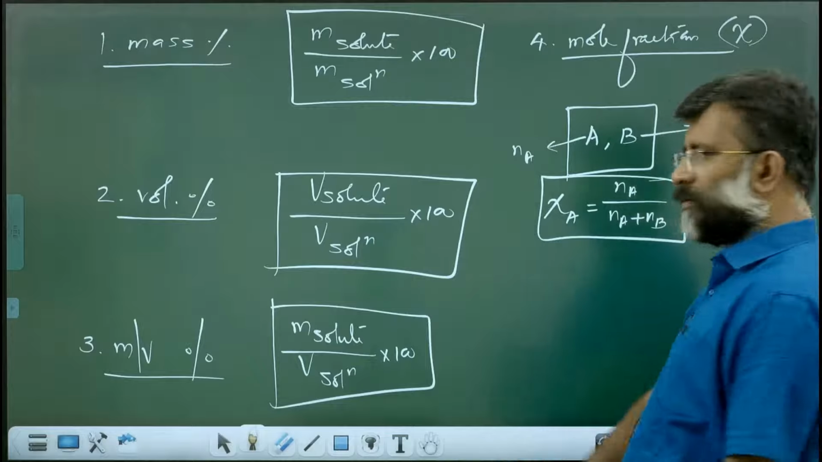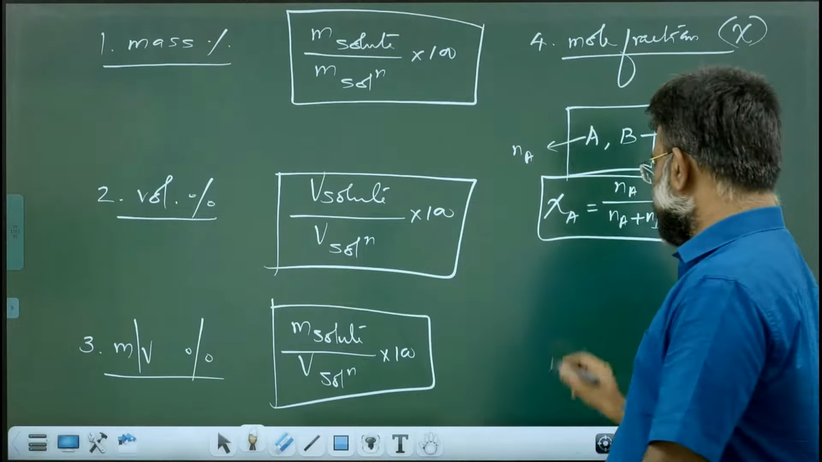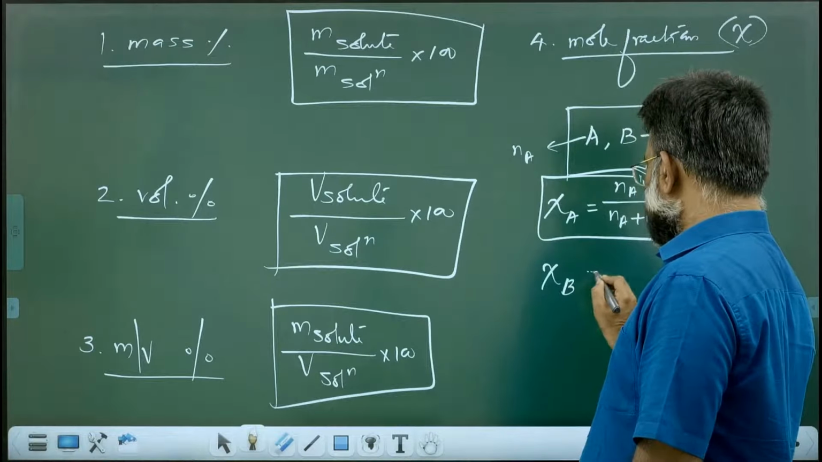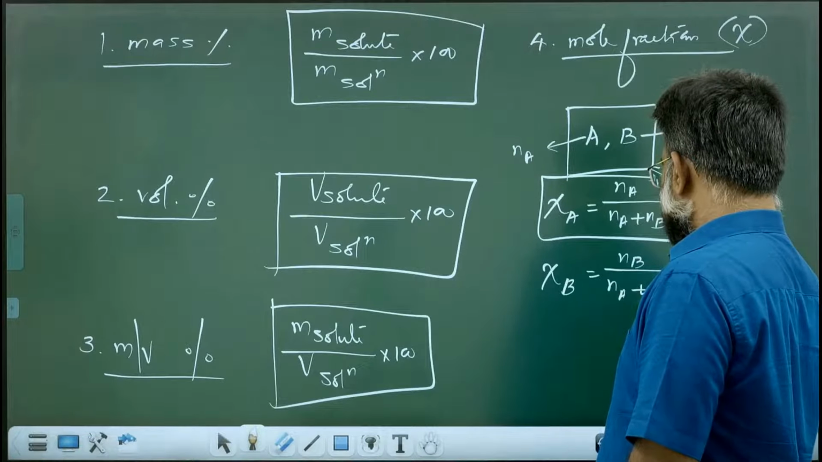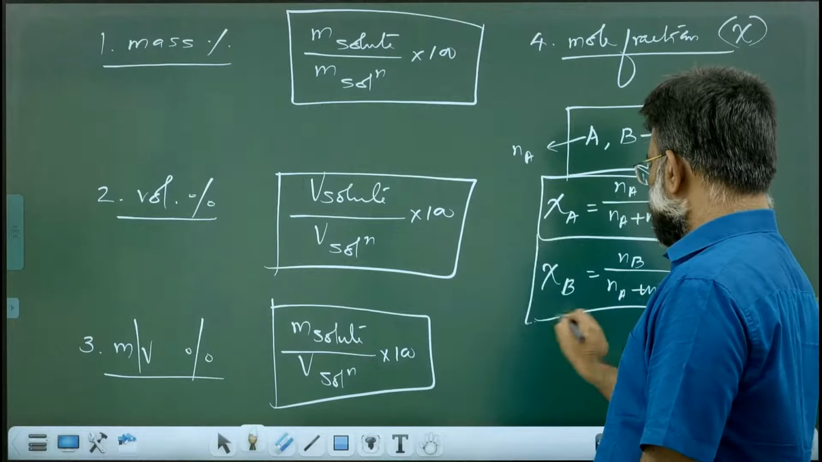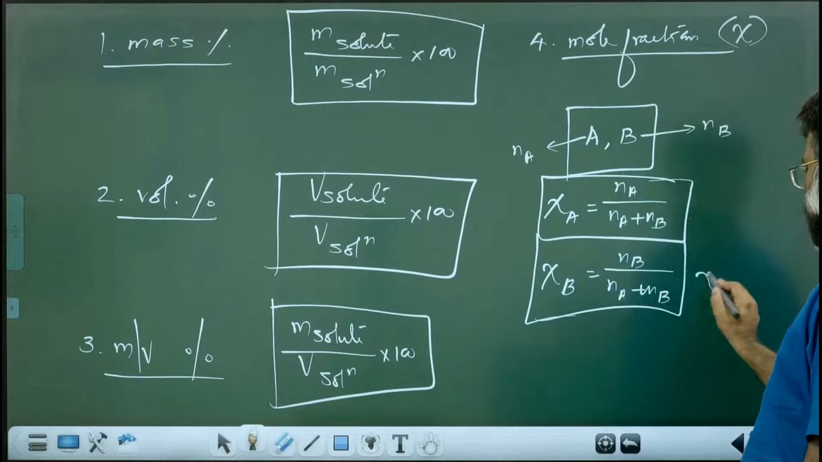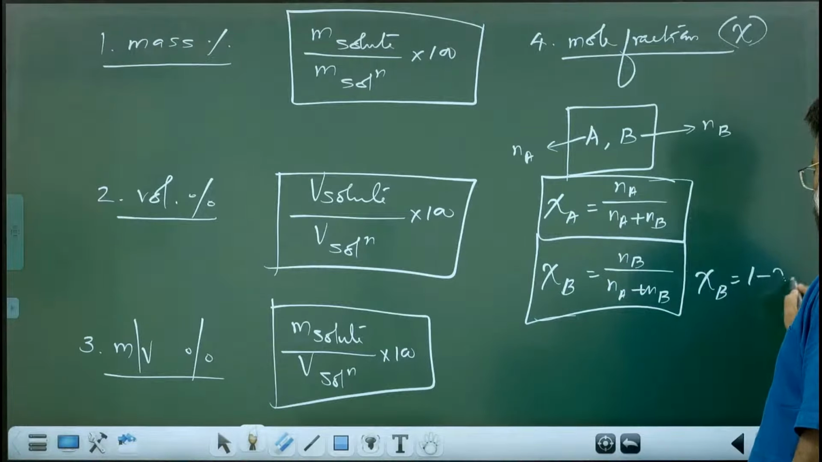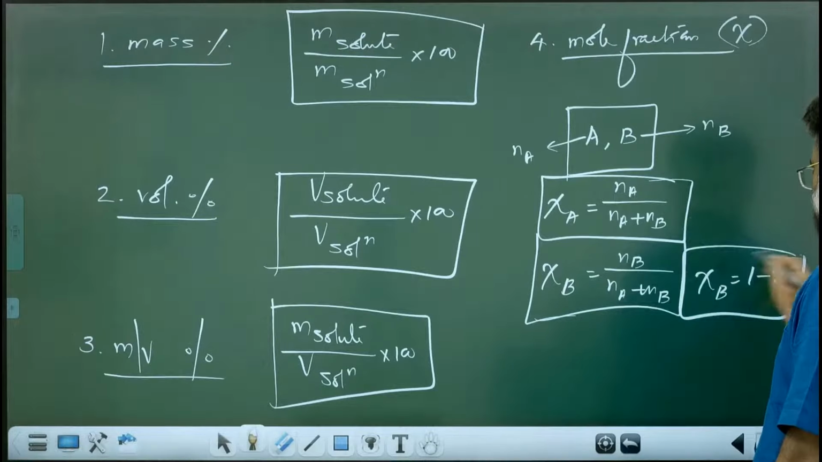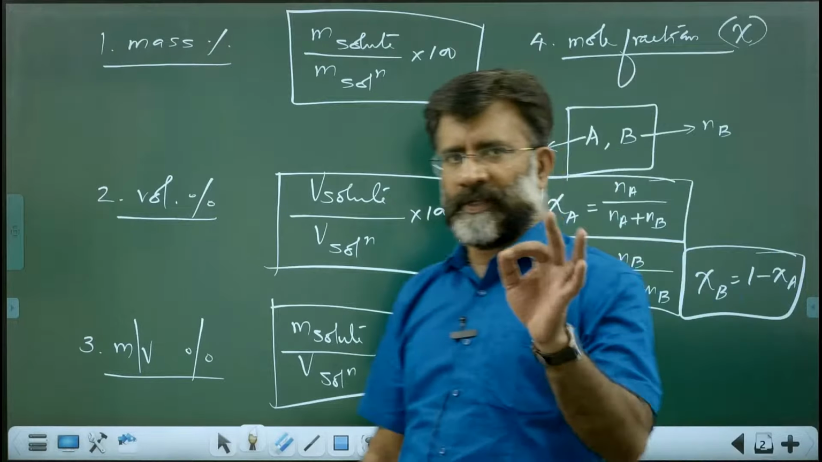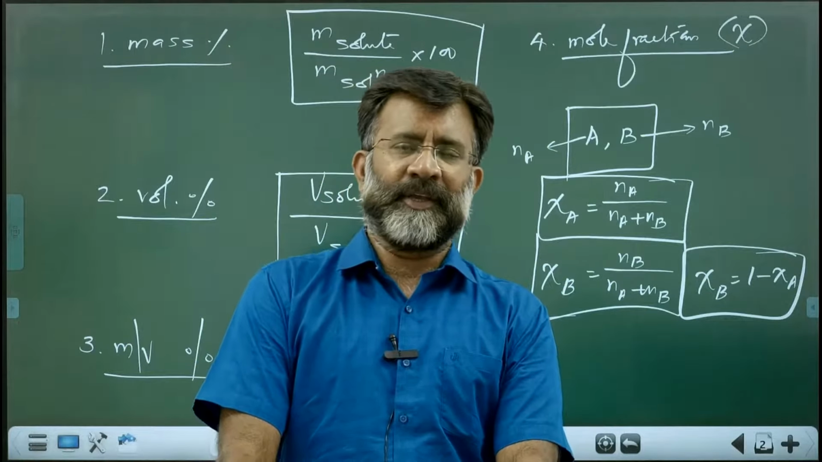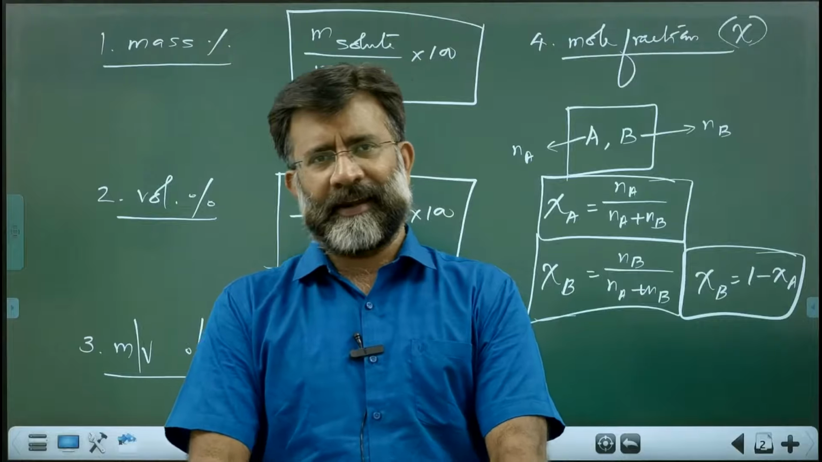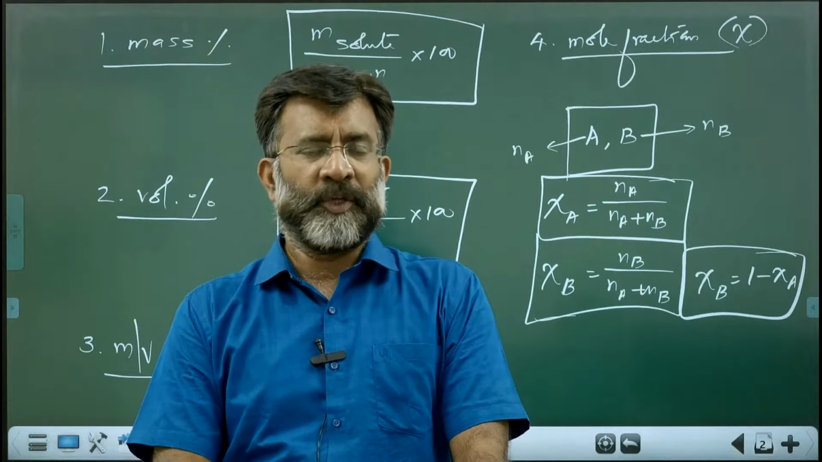This is mole fraction of A. What is mole fraction of B? Mole fraction of B is Nb divided by Na plus Nb. That is mole fraction of B. And all of you know Xb is equal to 1 minus Xa. Sum of mole fractions is always unity. And any fraction like mole fraction doesn't have any unit.